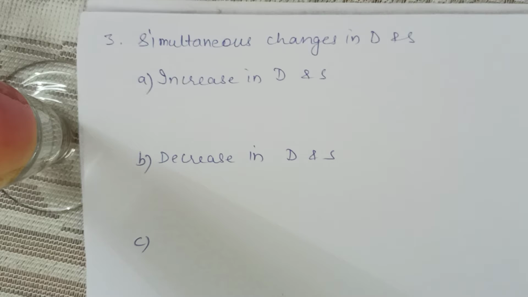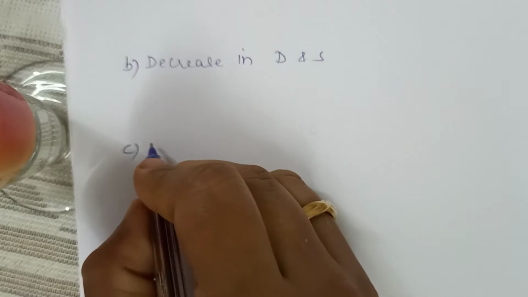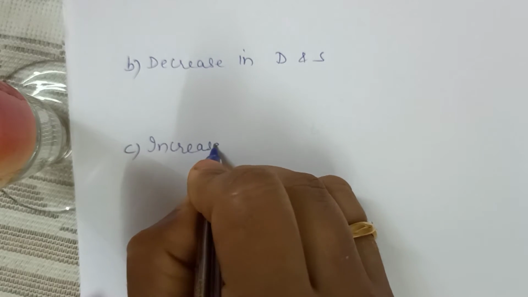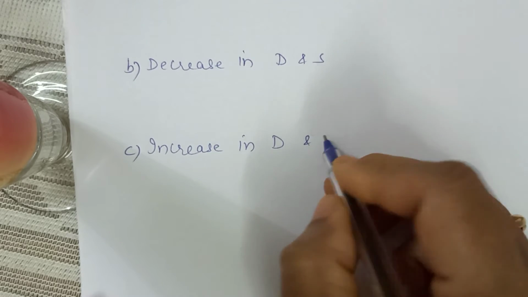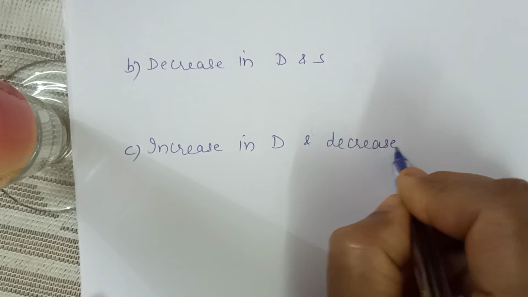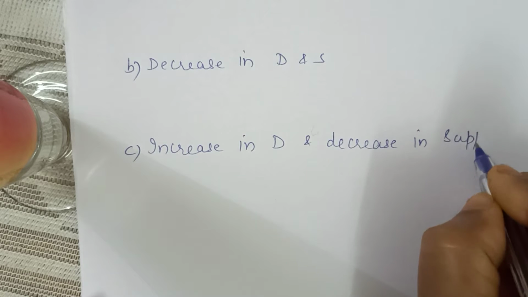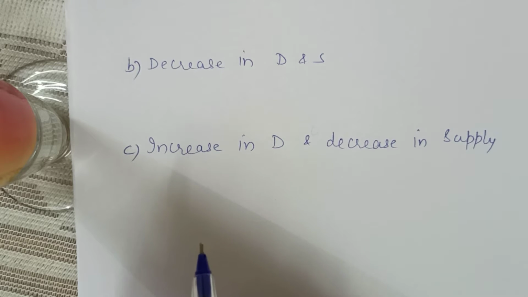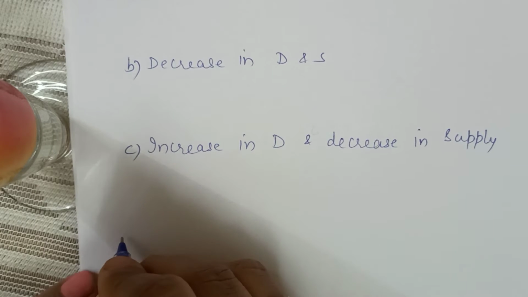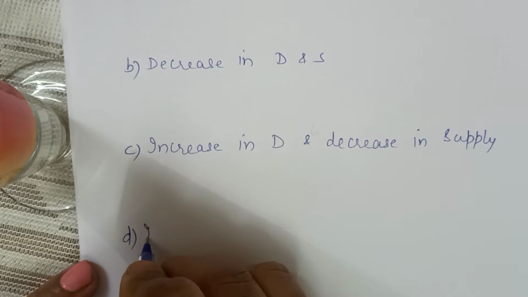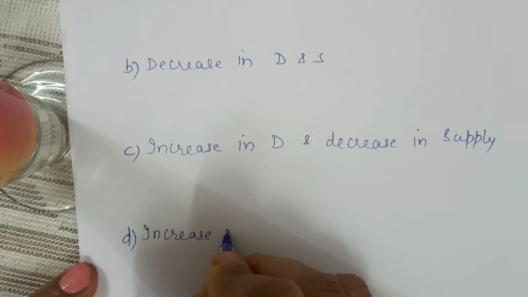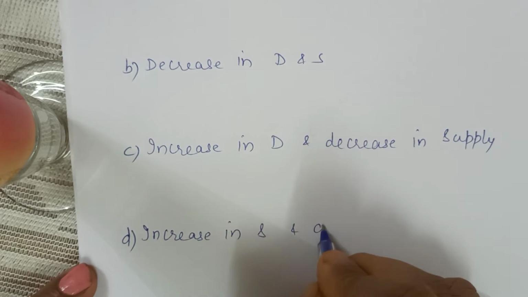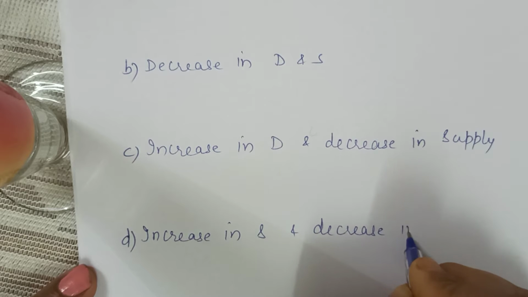Third is increase in demand and decrease in supply. It means together it is going to take place. Earlier we have seen the first two possibilities, in which only one is changing, the other is remaining the same. But here both are going to change. And the fourth is increase in supply and decrease in demand.